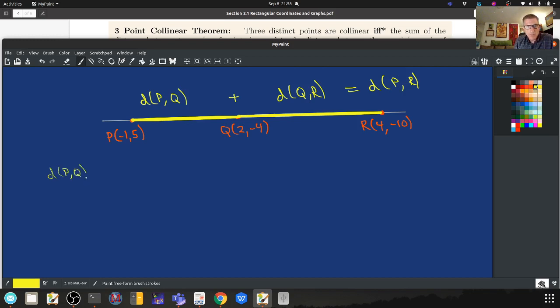Now unfortunately we're going to have to take a square root here. So the distance between P and Q, so I'm looking at these 2 points, is the square root of the difference in their x coordinates squared plus the difference in their y coordinates squared. So let's go ahead and figure out what that is. This is the square root of minus 1 minus 2, which is minus 3. Minus 3 squared is 9.